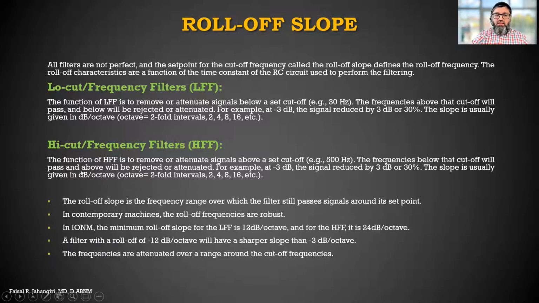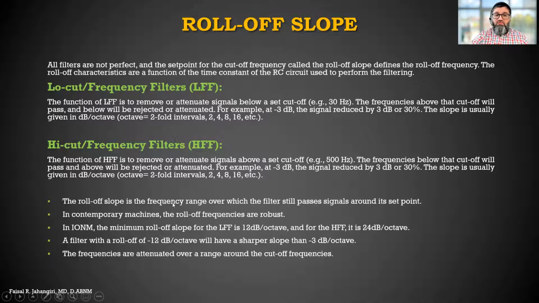The high cut frequency filter removes or attenuates the signals which are above the cutoff. For example, 500 hertz. So all the signals above 500 will not pass, and everything below 500 will pass. The high frequency cutoff filter is also known as a low pass filter, and the low frequency filter is known as a high pass filter. So below the cutoff frequency for high cut, signals will pass and above will be rejected or attenuated. For example, at minus 3 decibel, which is again a 30% drop, the slope is usually given in decibel per octave.